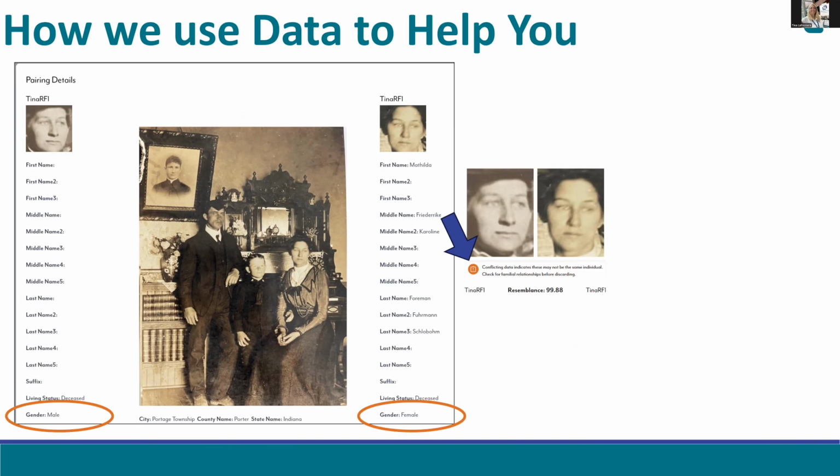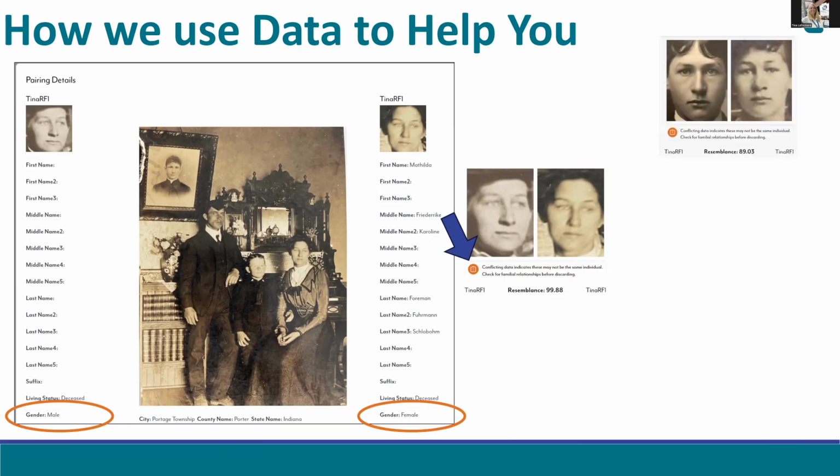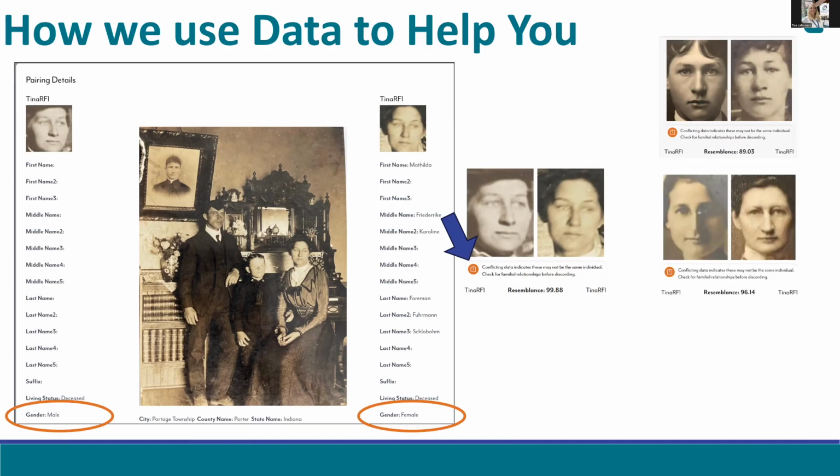Now, you might think this is a strange example to use, but it's actually a common occurrence between brothers and sisters, especially when they're young enough and they look a lot alike. In this one, Matilda and her brother Arthur, as teenagers, looked very similar, and that is reflected in their resemblance score of a very respectable 89.03.